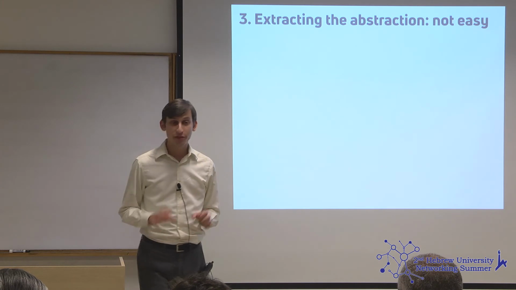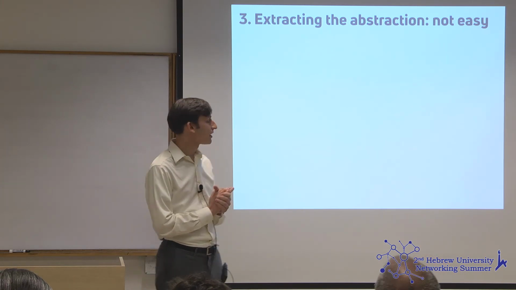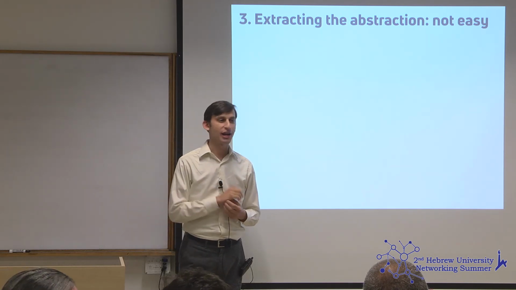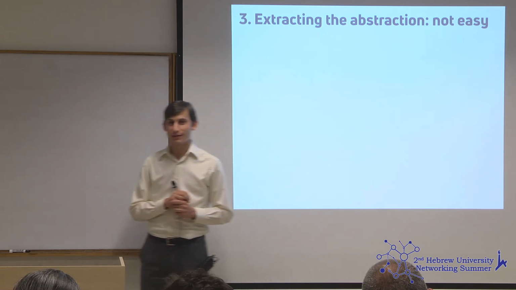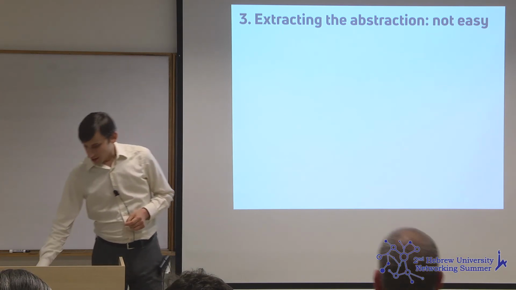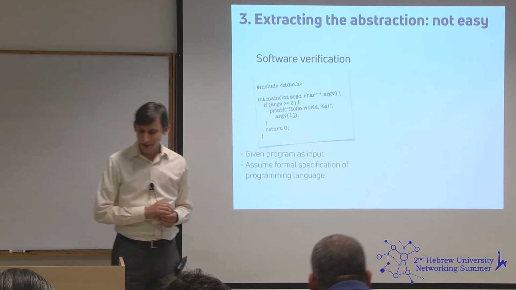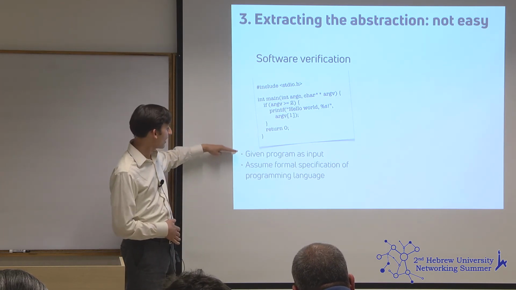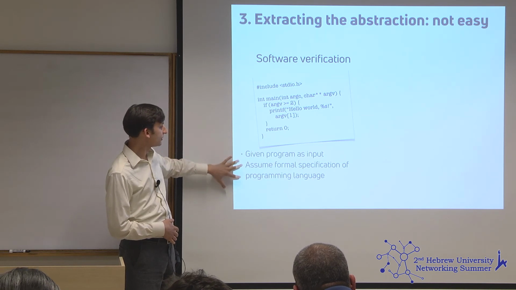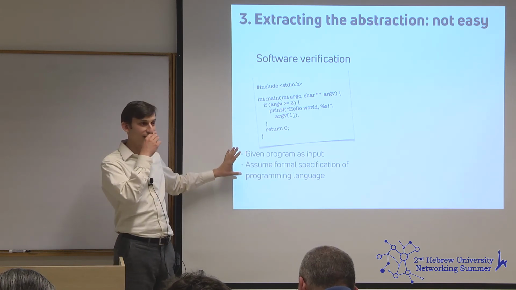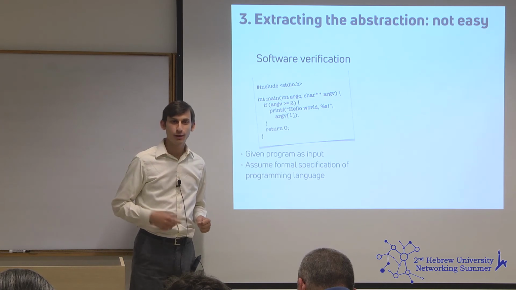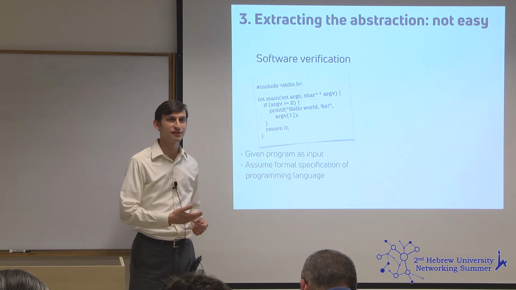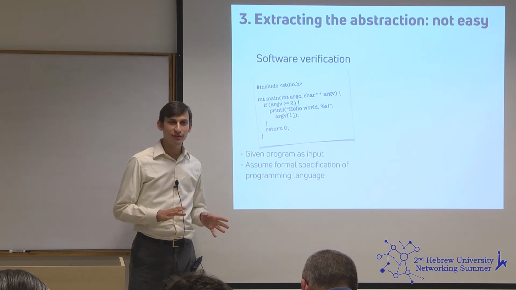Okay, so the third thing that I think we've learned is that extracting the abstraction is not easy. We talked about software verification: you get a program, and given this program, you assume that there's some formal specification of the language, and then you're done. And hopefully the compiler matches that, and the hardware actually executes correctly, and so on. But those are safer assumptions.